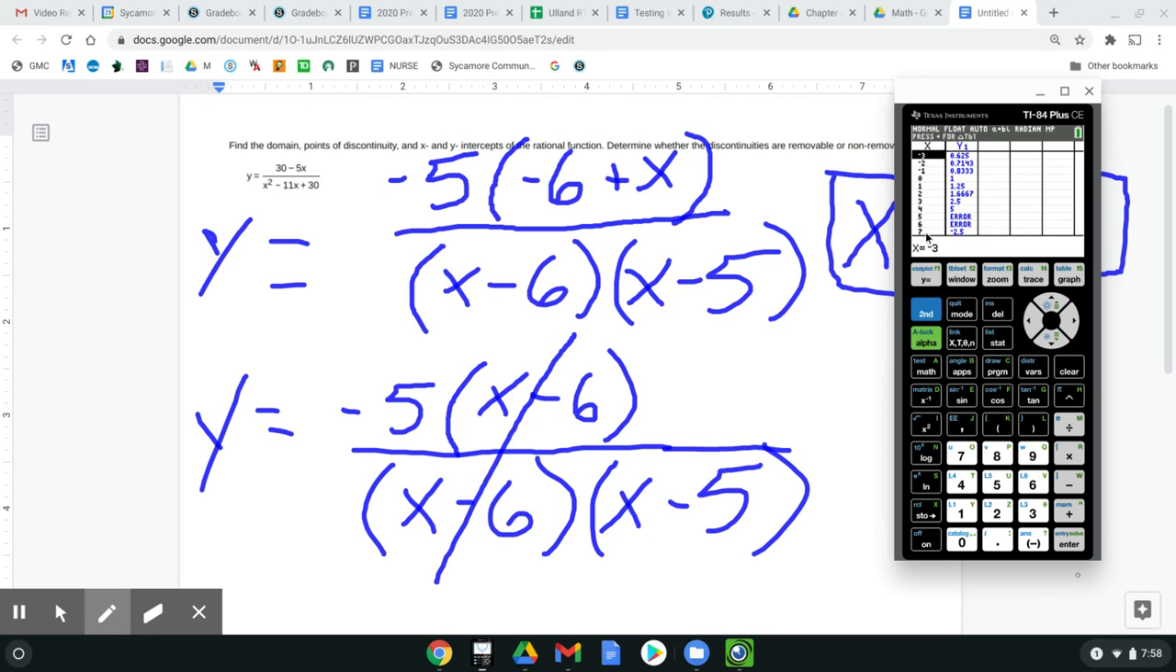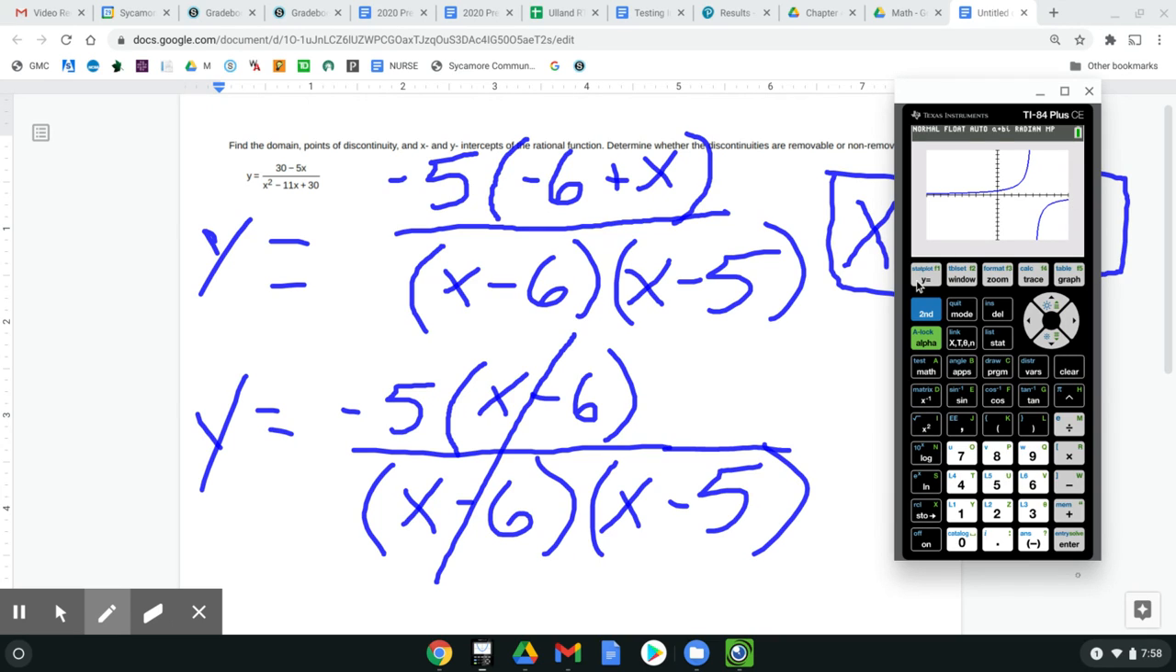Notice at 5 and 6, there is an error. That's the point of discontinuity, okay? And it looks like no matter how far we go, we're never going to hit 0. So there are no x-intercepts. It never hits the x-axis. Notice if I look at the graph, that means those are asymptotes, horizontal asymptotes.